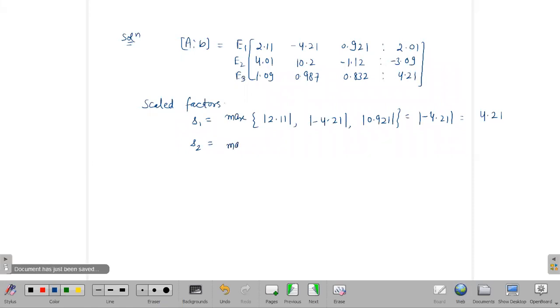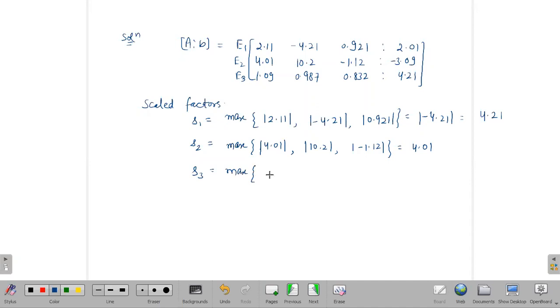S2 is the maximum of 4.01, 10.2, minus 1.12. So which one is maximum? 10.2. So this is your S2. S3 is the maximum of 1.09, 0.987, 0.832. So it will be 1.09.